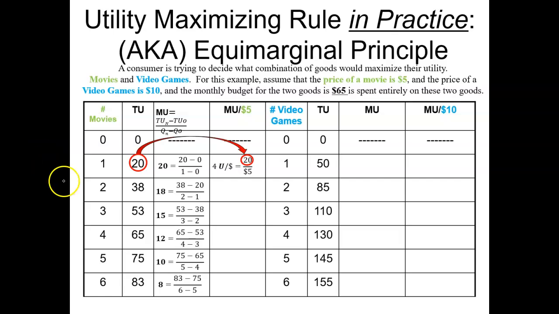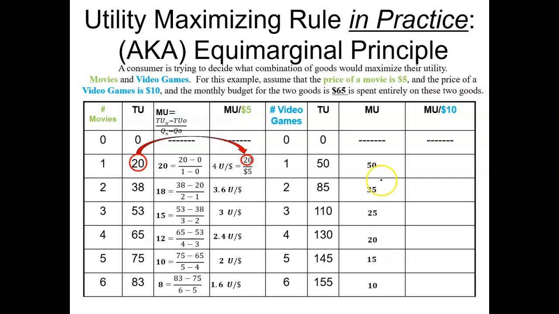For the second unit, I got a marginal utility of 18. So I'm going to divide it by the price, and I get 3.6 utils per dollar: 18 divided by 5. And again, 15 marginal utility divided by my price of 5 is 3 utils per dollar. And 12 marginal utility divided by my 5 is 2.4 utils per dollar. And 2 and 1.6. So you can make sure you can see where these numbers are coming from. And then we're going to do the same thing on the video game side. So we're just going to put those all in right there. Again, double check, you can see where those numbers all came from.